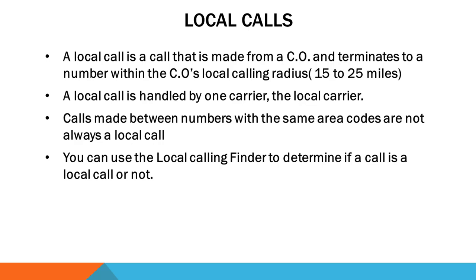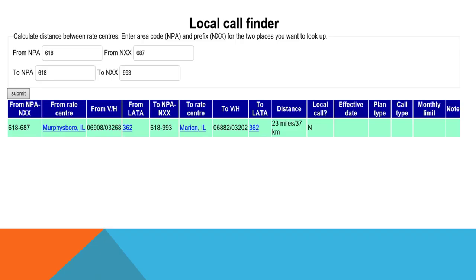If you see a call sample that has the same area codes, just remember it may or may not be a local call. And we actually do have a tool here that can determine if a call is local or not. We'll be seeing this tool quite often. Again, I'll dive into what all of these other components mean: LATAs, 362, all these confusing terms. I'll further explain what that is.